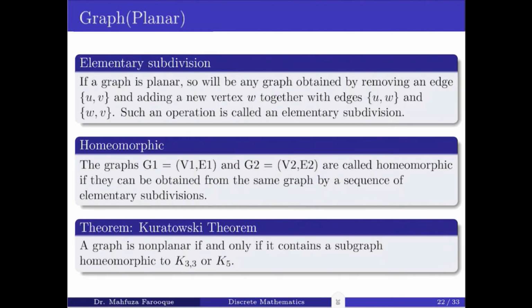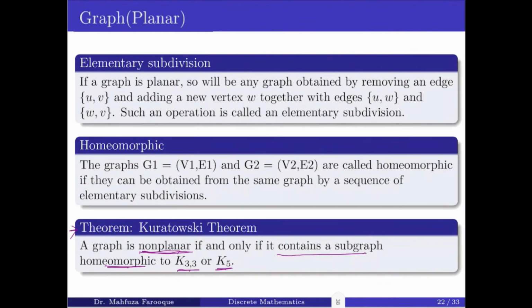There is another theorem that will help us determine whether a graph is planar or not. This theorem is widely applied in many cases, and it is called Kuratowski's theorem. The theorem states that a graph is non-planar, that means a graph is not planar, if and only if it contains a subgraph homeomorphic to K33 or K5. In plain words, a graph has a subgraph of K33 or K5.